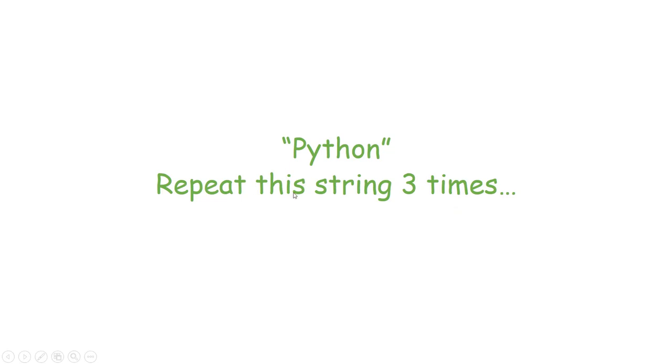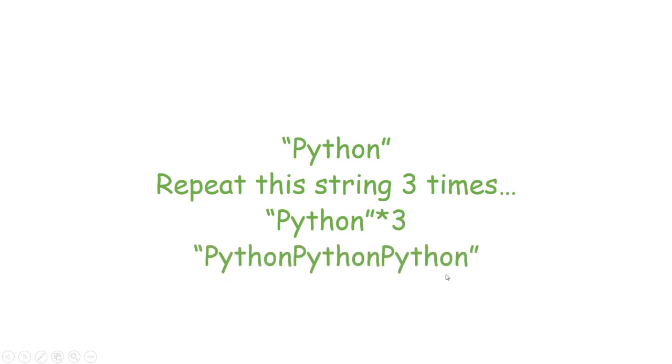And what does asterisk do? Asterisk repeats a string. Here, if we have a string called Python and we want to repeat this string 3 times, what will we do? We will write like this, Python asterisk 3. So we will get this result.